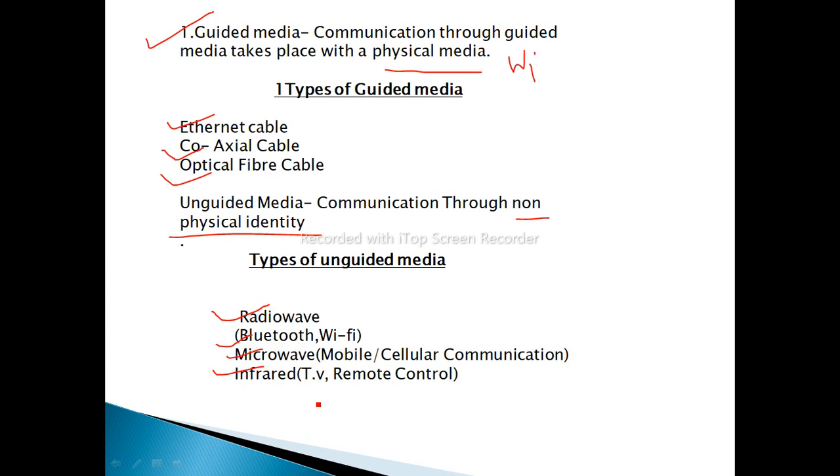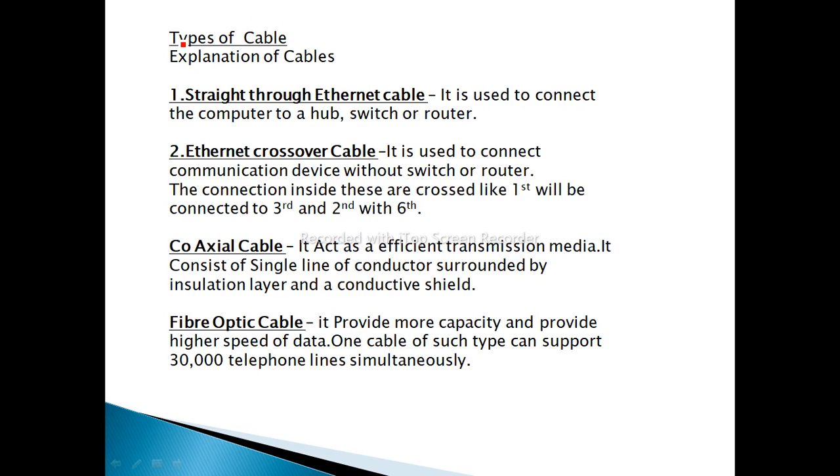Infrared, where there will be TV and remote control sensors. So types of cables. Now we will study how many types of cables there are and what their work is. First, Ethernet cable is of two types. Straight through Ethernet cable is used to connect the computer to a hub, a switch or a router. Means with straight through Ethernet cable we can connect, but we need some communication device like a hub, switch or router.